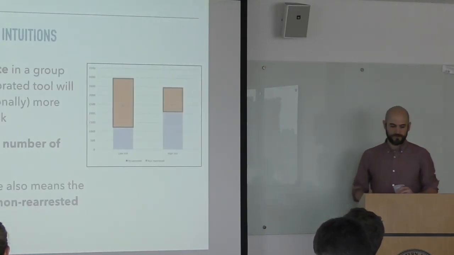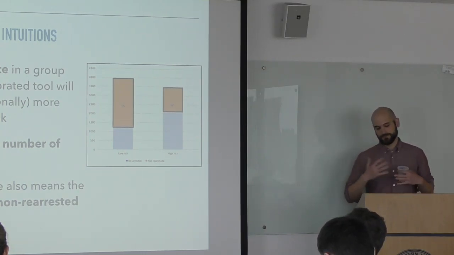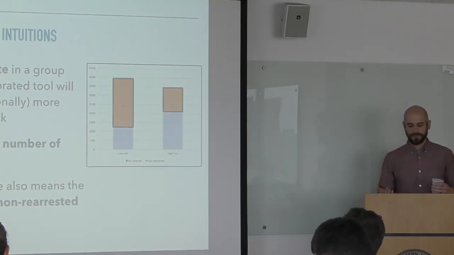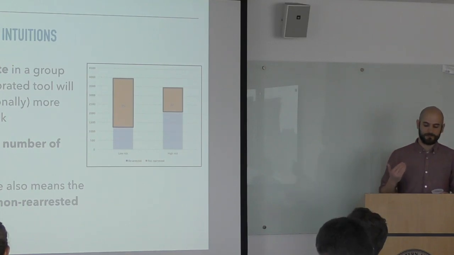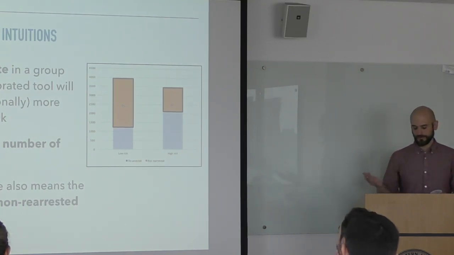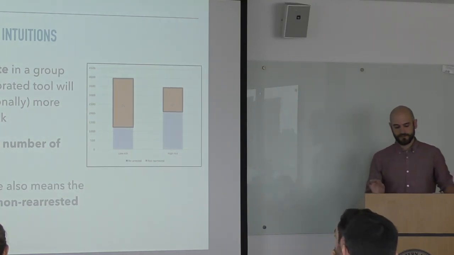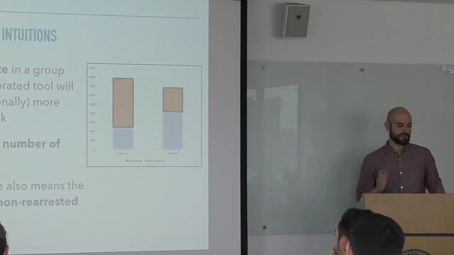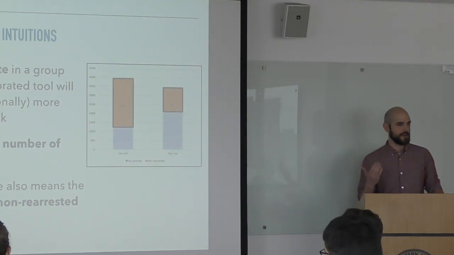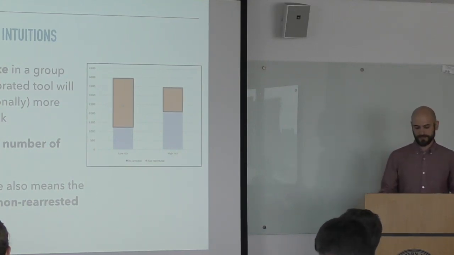If you haven't seen this result before, just to give you the mathematical intuition behind it, basically, if a group has a higher base rate, that means that a calibrated tool is going to predict proportionally more of them as high risk, and that's going to increase the number of false positives and the number of true positives. And that higher base rate also means that the total number of non-rearrested people is going to be lower. So both of those things together are going to drive the false positive rate higher for any group that has a higher base rate of the thing that's being predicted.